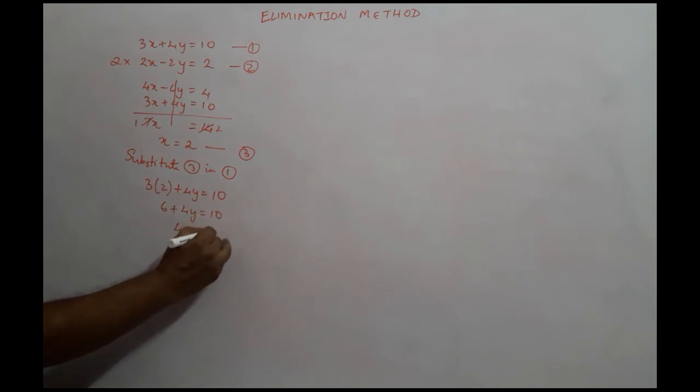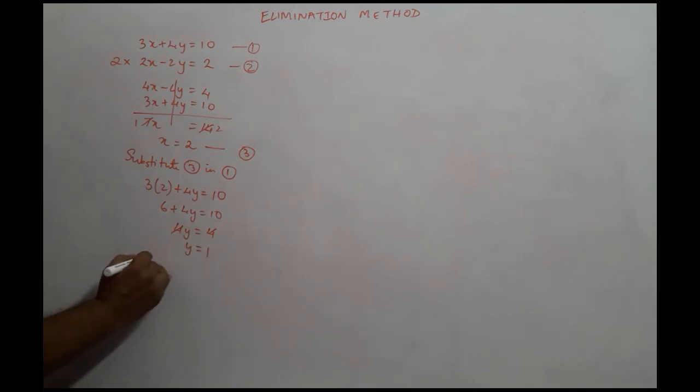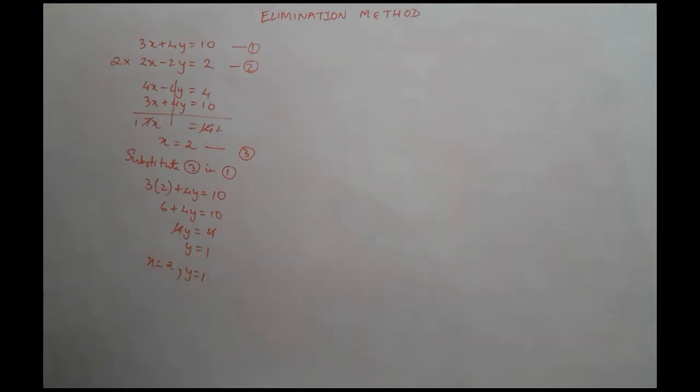10 minus 6 gives us 4. 4 and 4 cancel, we get y equal to 1. Hence we have x is equal to 2 and y is equal to 1. So once again, easy to solve.